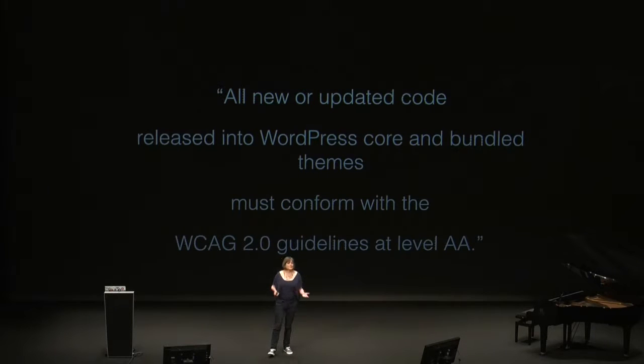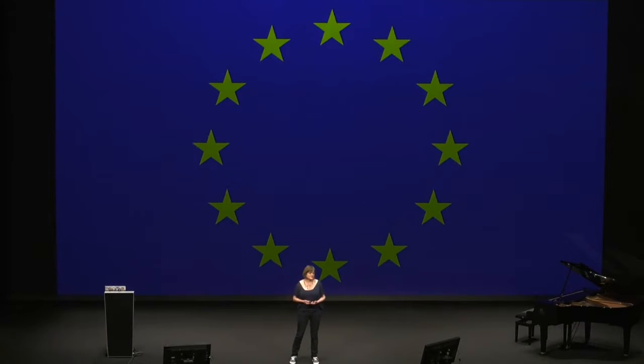So we are in Europe. Why is this important? Sorry for this, Brits. Last month, the EU agreed on a directive that all government websites and all public service websites need to conform with WCAG 2 AA. So now WordPress is getting ready for Europe. WordPress can be used for big projects in Europe. And I think it adds a lot of value to WordPress.